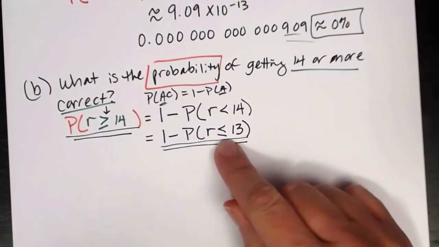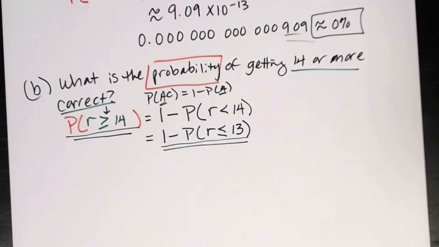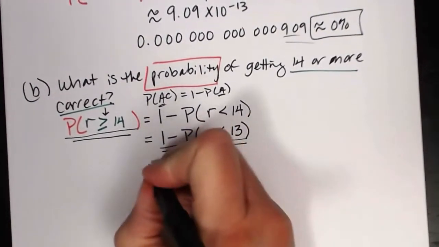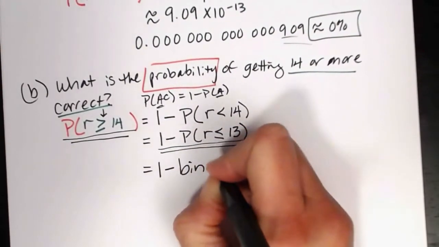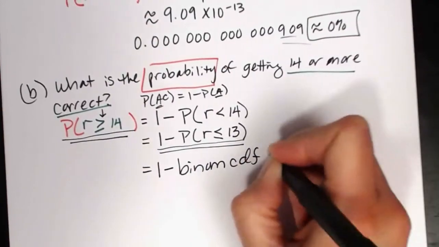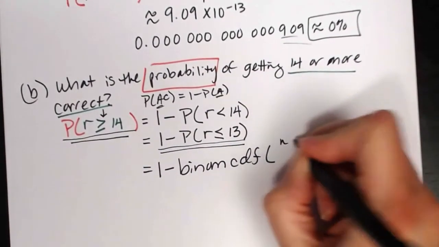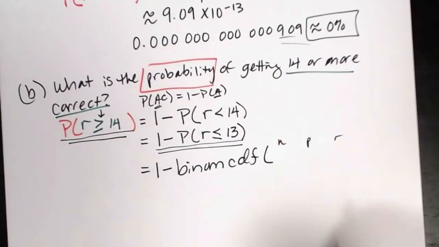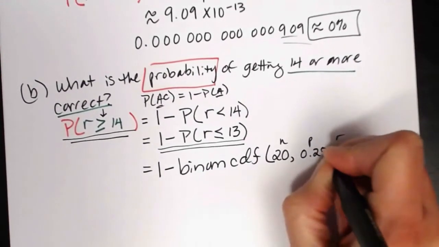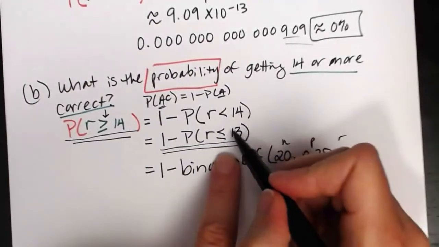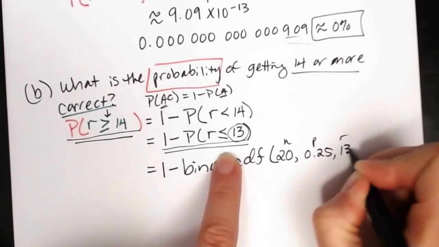And now that I have a less than or equal to, I can put this thing in the calculator. Okay, so what I'm going to put in the calculator is 1 minus binom CDF. And again, it still wants n, p, and r. So we have 20 trials on this test. Probability of success is 0.25, and this time the r value is 13.